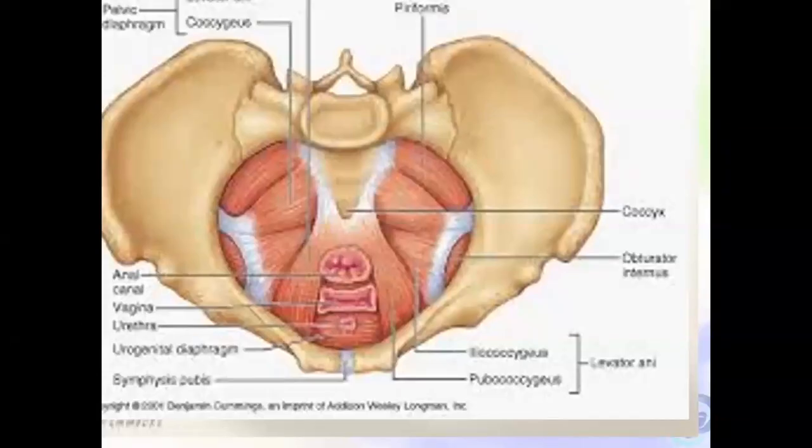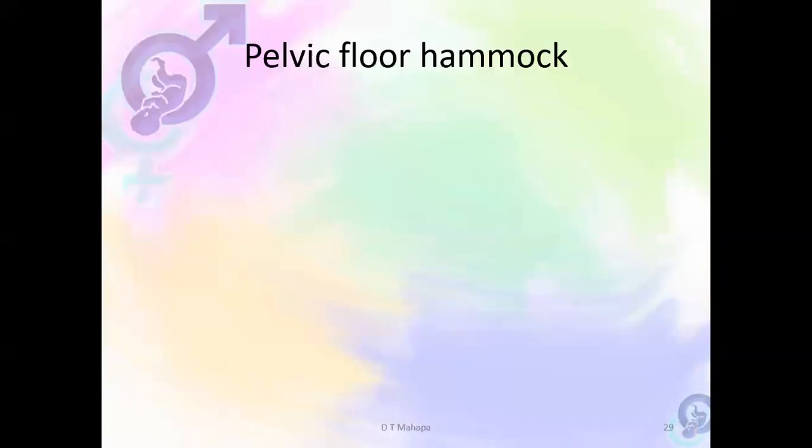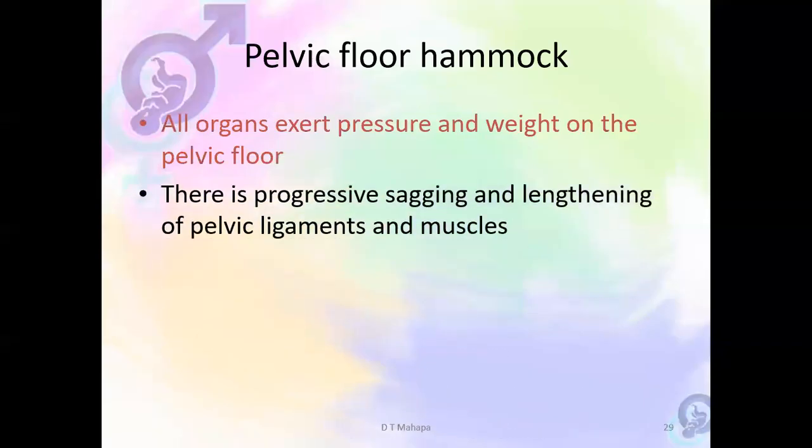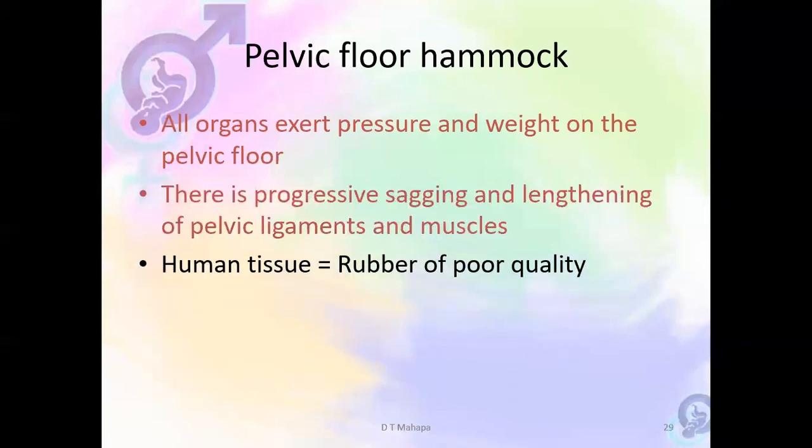That's what caused the damage and opening of the genital hiatus. If you look at all organs in the body, the exact pressure and weight on the pelvic floor, all abdominal organs and pelvic organs, is exactly on that, like a hammock. And there is progressive sagging and lengthening of those ligaments and muscles that form the pelvic floor.